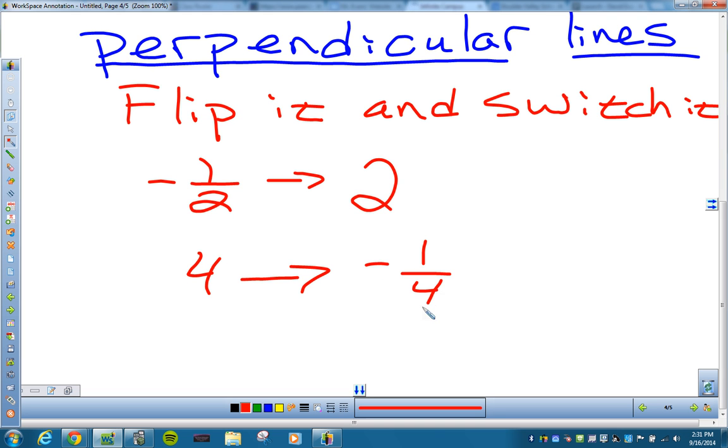Right, so if it's just a whole number, we're going to put the 4 over 1, and that's what's going to tell you to flip it, right? Then you have something to flip, basically. The 4 over 1 flips to 1 over 4, and then switch the sign, negative. Okay, so just 2 quick examples of how you deal with perpendicular.